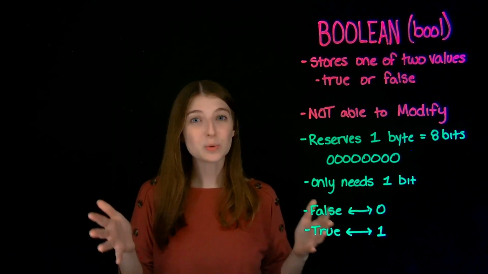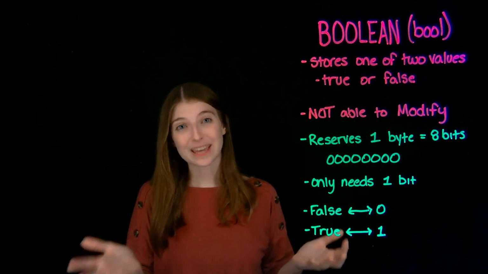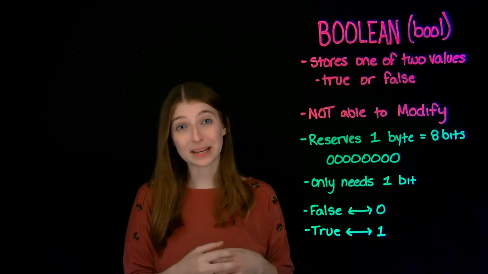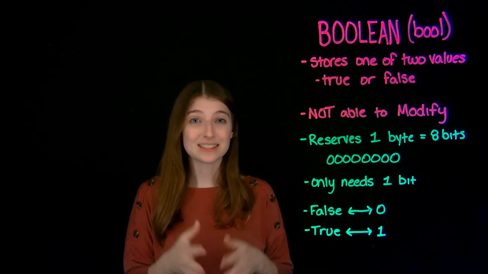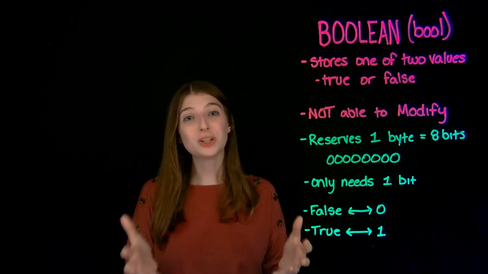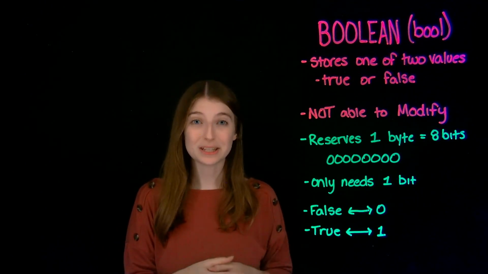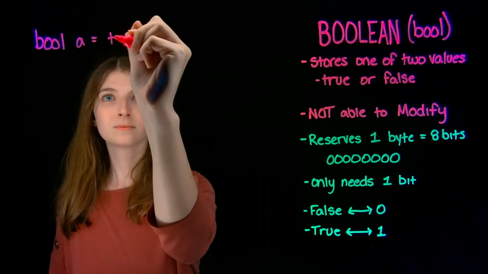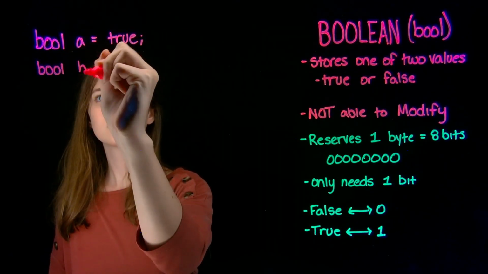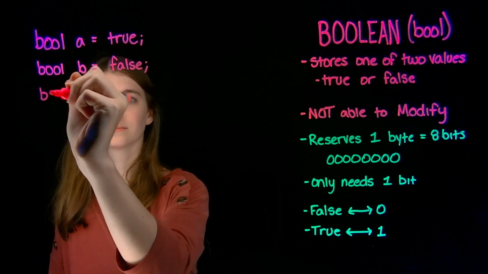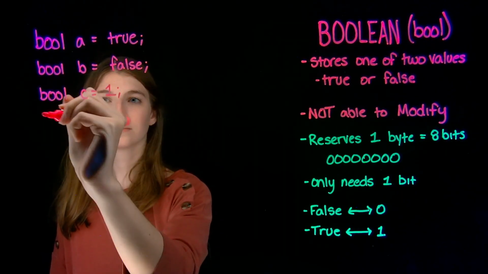So why not just use 1 bit? Well, most computers can't access anything smaller than a byte. It's much harder to locate a single random bit. So for efficiency, Booleans reserve the whole byte and then just use 1 bit. Here are some examples of what Boolean variables might look like. If you type true, the computer stores it as 1. If you type false, it stores it as 0.